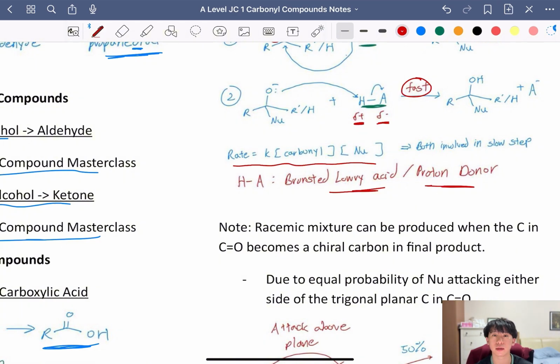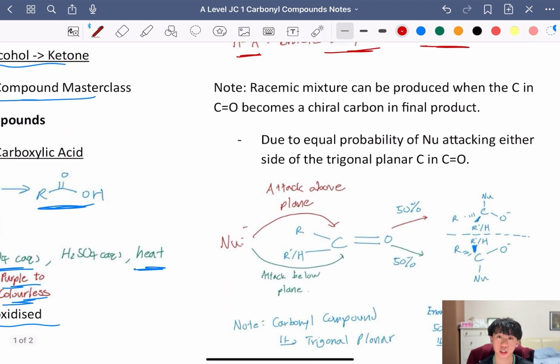A little recap in reaction kinetics. Also, your HA, as I've said just now, is your Bronsted-Lowry acid, or in other words, a proton donor. Do also take note that a racemic mixture can be produced when the C in your C=O becomes a chiral carbon in the final product.